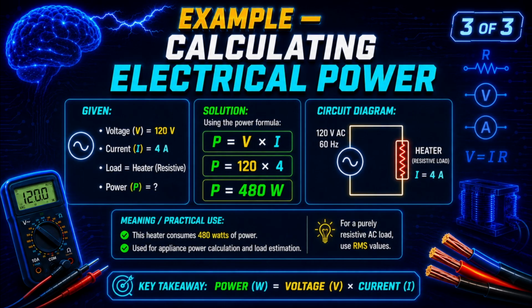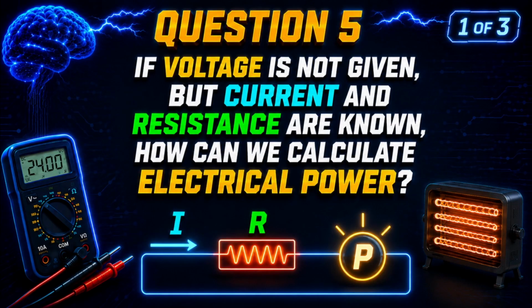Now that we know the basic power formula, let's see how power can also be calculated when resistance is known. Now let's move to question number 5. If voltage is not given, but current and resistance are known, how can we calculate electrical power? Think about which formula we can use.